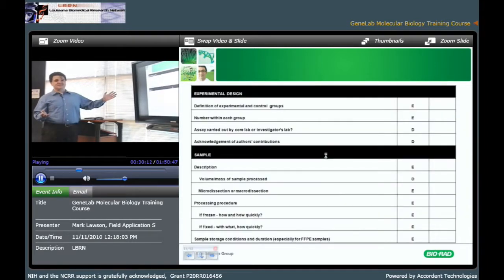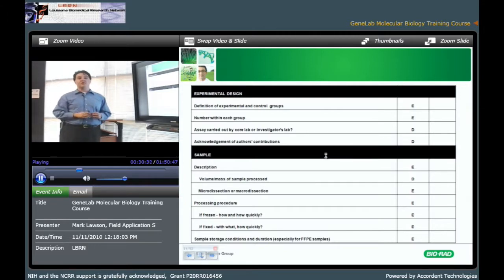All right, this is the easy stuff. Experimental design. You define your experimental and control groups, number within each group. Assays carried out where and by who. Acknowledgement of each author's contributions. I think there was some talk about free writer authors on key papers. The description of the samples, how they were processed, how long they sat in the freezer. How long they sat in the freezer is the most important one.